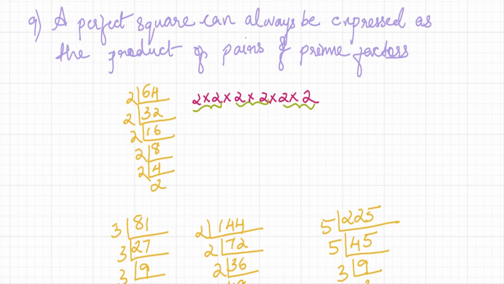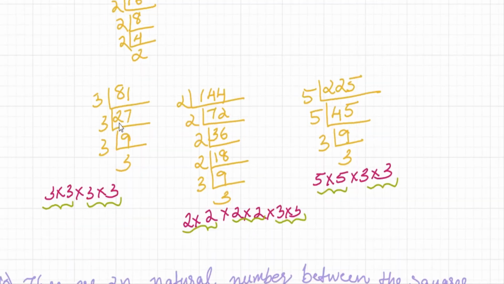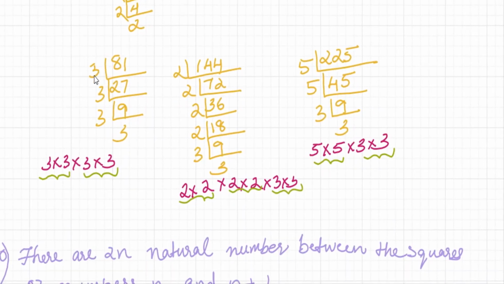Another example, see here for 81, it is factorized as 3, then 27, 3, then 9, 3 and 3. So 3 into 3 into 3 into 3. Again for 144 also like this. So the factors are 2 into 2, 2 into 2 and 3 into 3. Here 225: 5 into 5 into 3 into 3. So that's it.